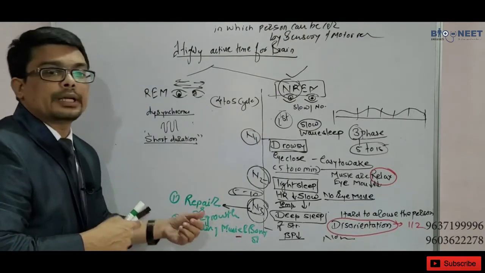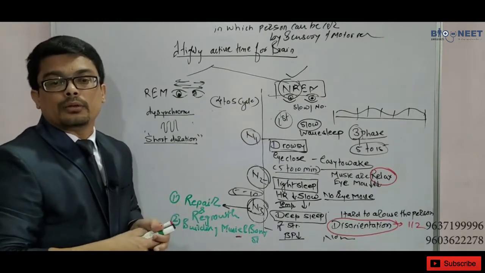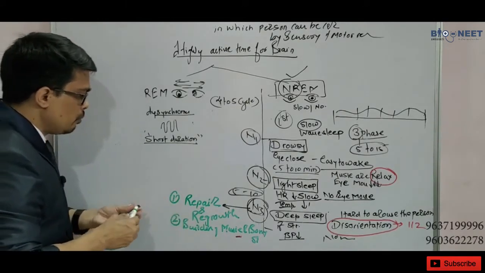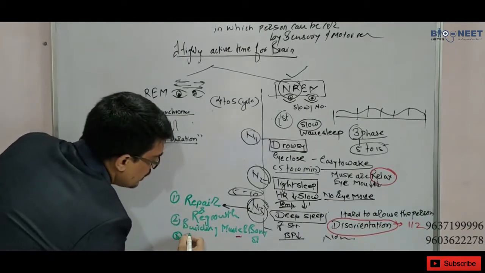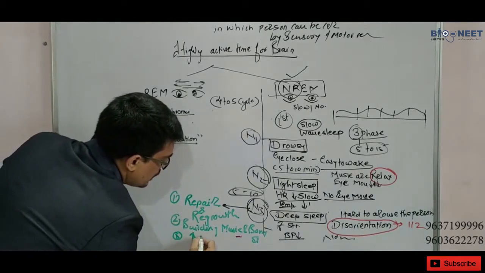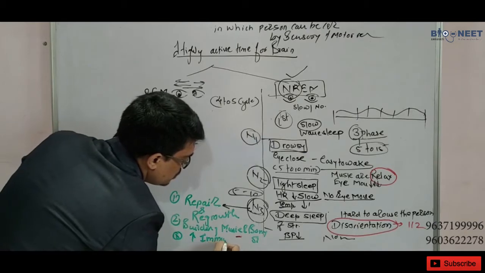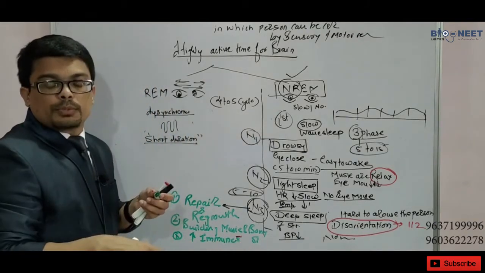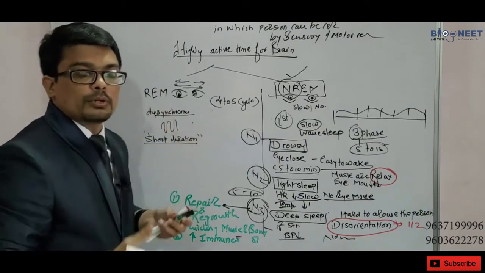Because there is a repair and regrowth. There is a repair and regrowth. Build bones or muscle. At the same time, the most important thing, increase immune system. Okay, the immune system of that particular person, it will boost up, right?